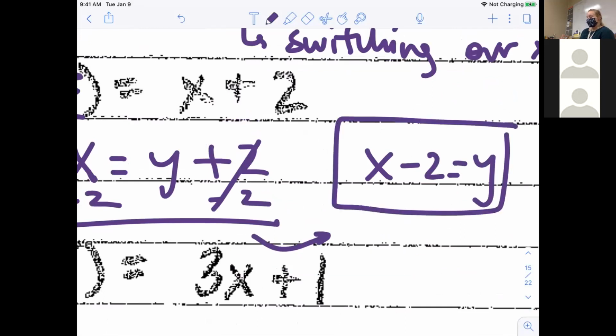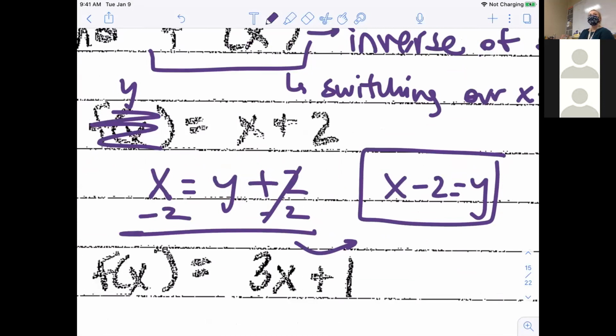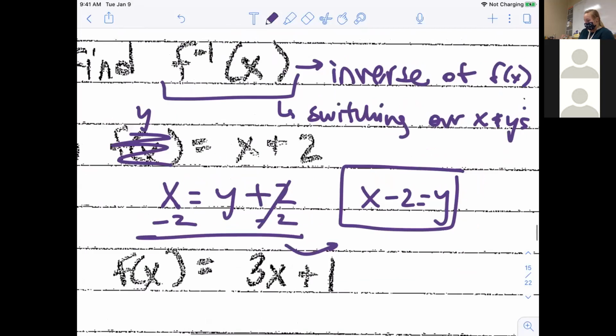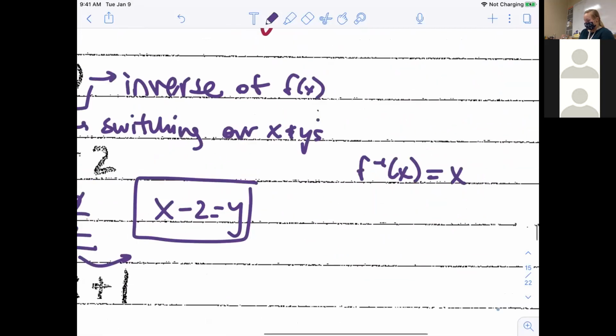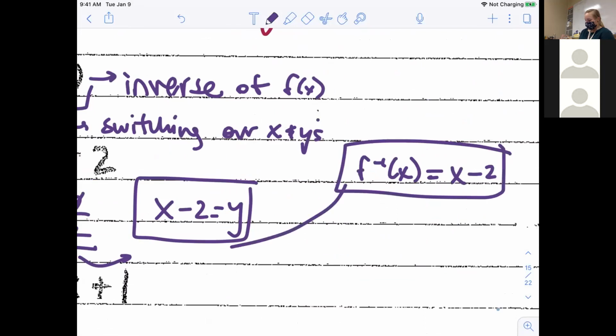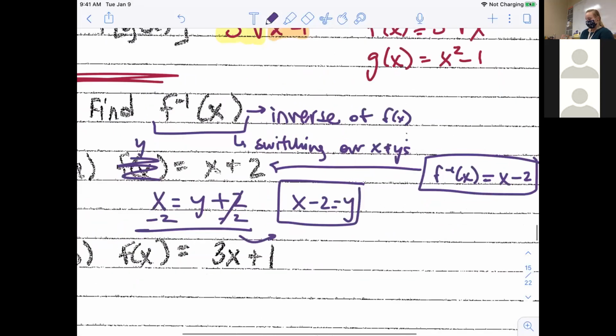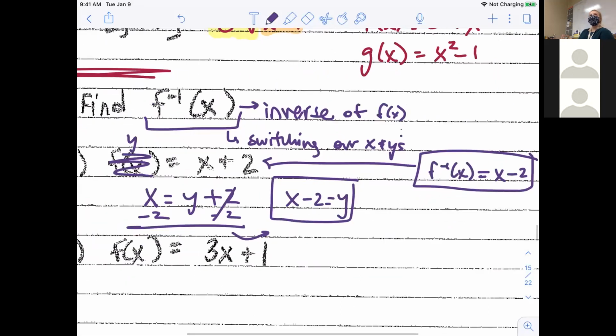This is a good enough answer, but I want to write it in correct notation, at least for a little bit at the beginning, so we get comfortable with it. So correct notation of this would be f to the negative first of x equals x minus 2. That is my inverse function of this guy over here. Any questions on that? Oh, let's do another one.